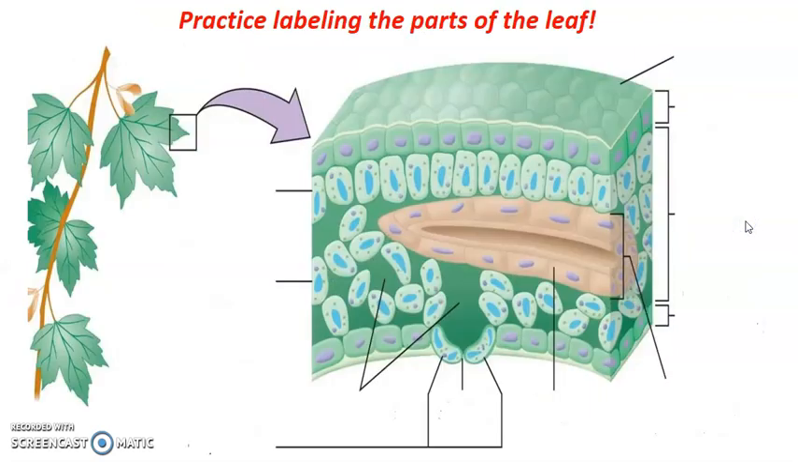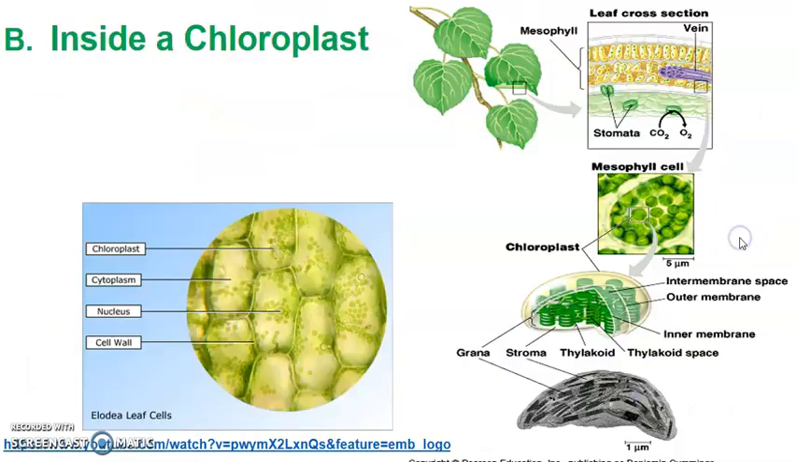All right, we can use this. You can pause the video right now to try to practice identifying all these components that are listed here. But now let's begin talking about looking inside of a chloroplast. So again, you can see a cross-section of a leaf up here.